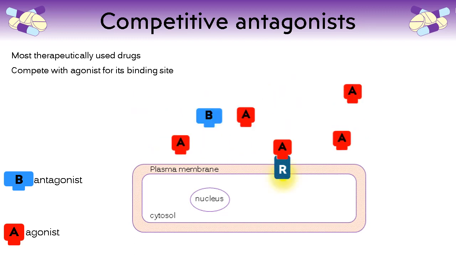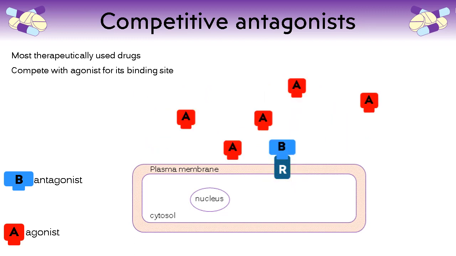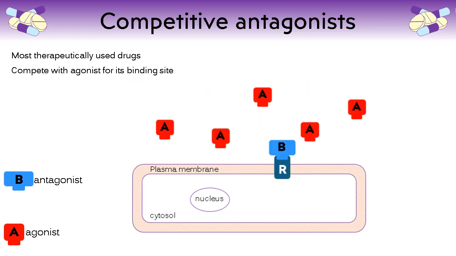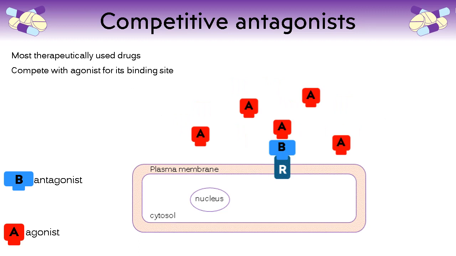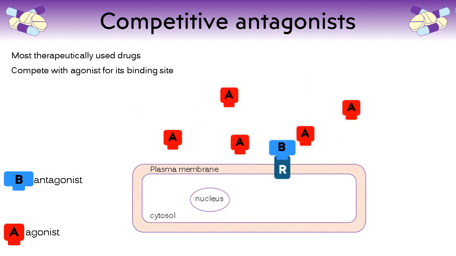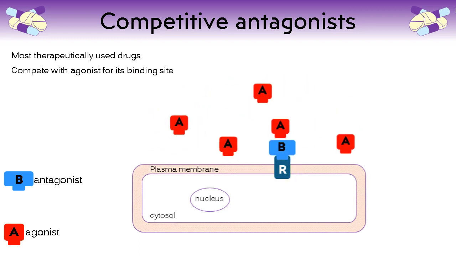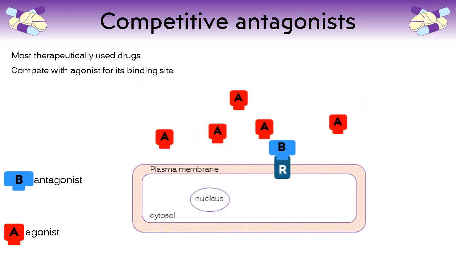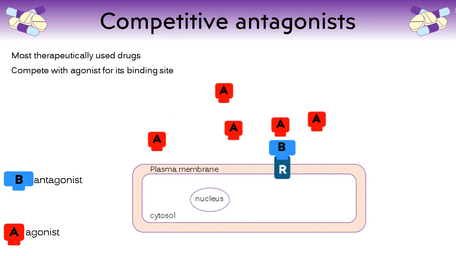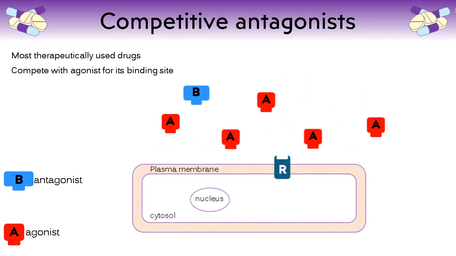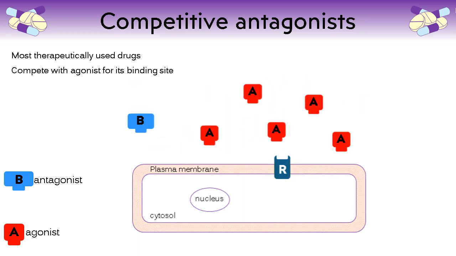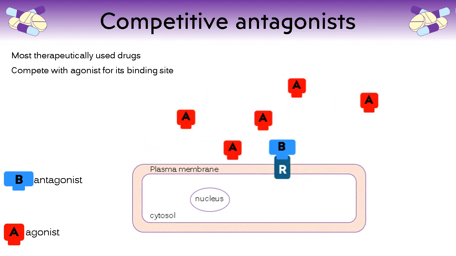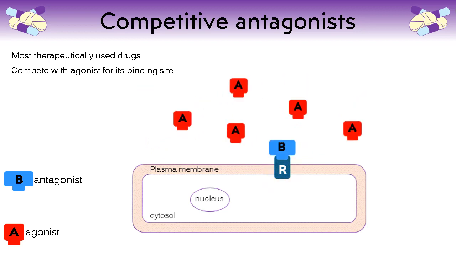Like the agonist, when the antagonist gets close to the receptor, it binds, but it does not activate a response. Notice that the antagonist stays bound to the receptor for longer than the agonist molecules. That is because antagonists normally have higher affinity for the receptor. When the antagonist is bound, agonist molecules cannot bind to the receptor and cannot activate a response. So the antagonist blocks the effect of the agonist.